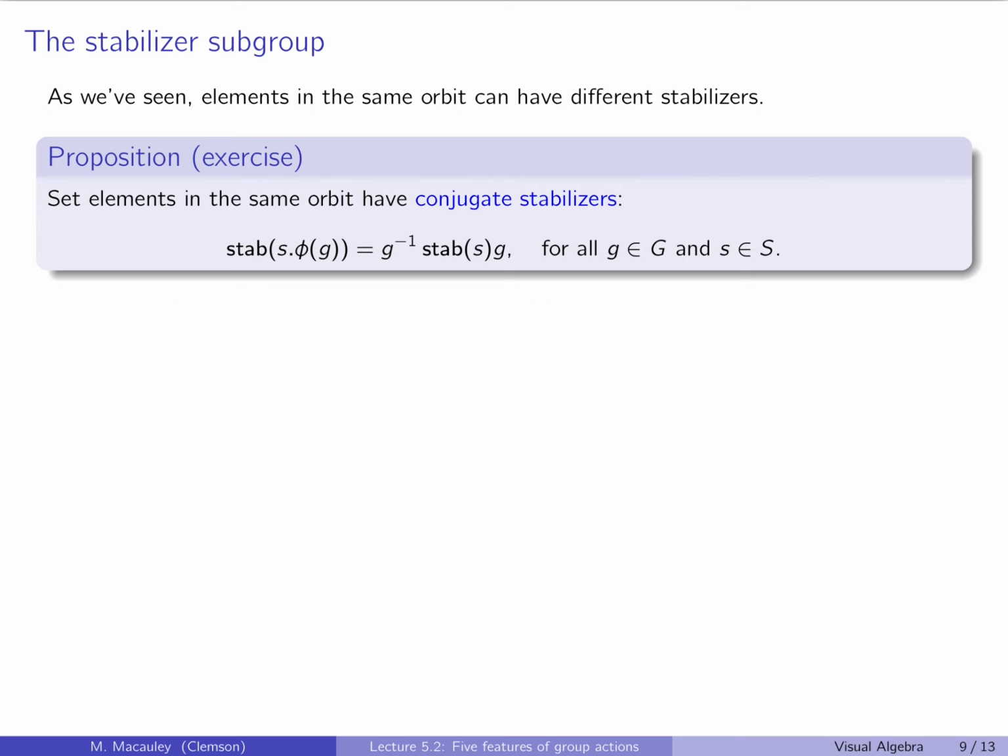Now, what is this really saying? It says that if x stabilizes s, that is, if x is in the stabilizer of s, then g inverse x g stabilizes s dot phi of g. To prove this, this can be done just by proving both directions, both this containment and that containment. But I like to understand why this is true before we just use the definition and plug it in. And this is one of the examples where the action graph really makes it apparent why this should be true.